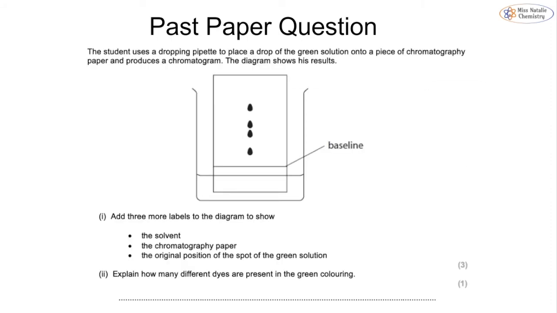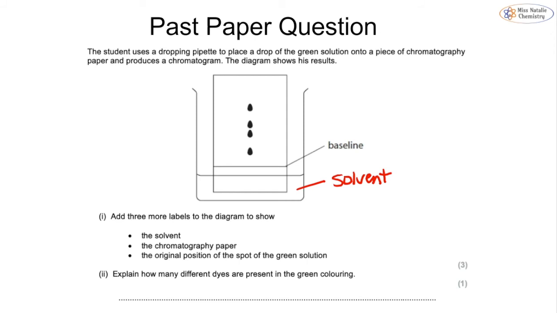So the student here uses a dropping pipette to place a drop of green solution onto a chromatography paper, and he gets this chromatogram. And we can see the diagram here. So we want to add 3 labels. We want to be identifying the solvent, the chromatography paper, and the original spot of the green solution. So the solvent is going to be this one here. It's obviously the water or the liquid at the bottom.